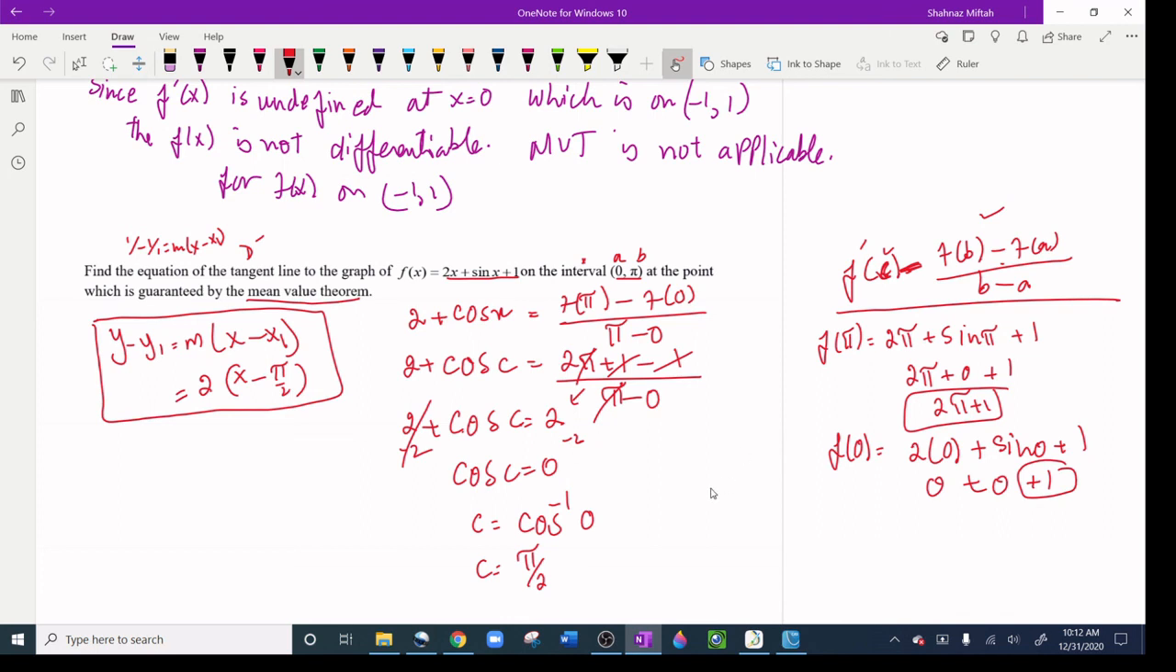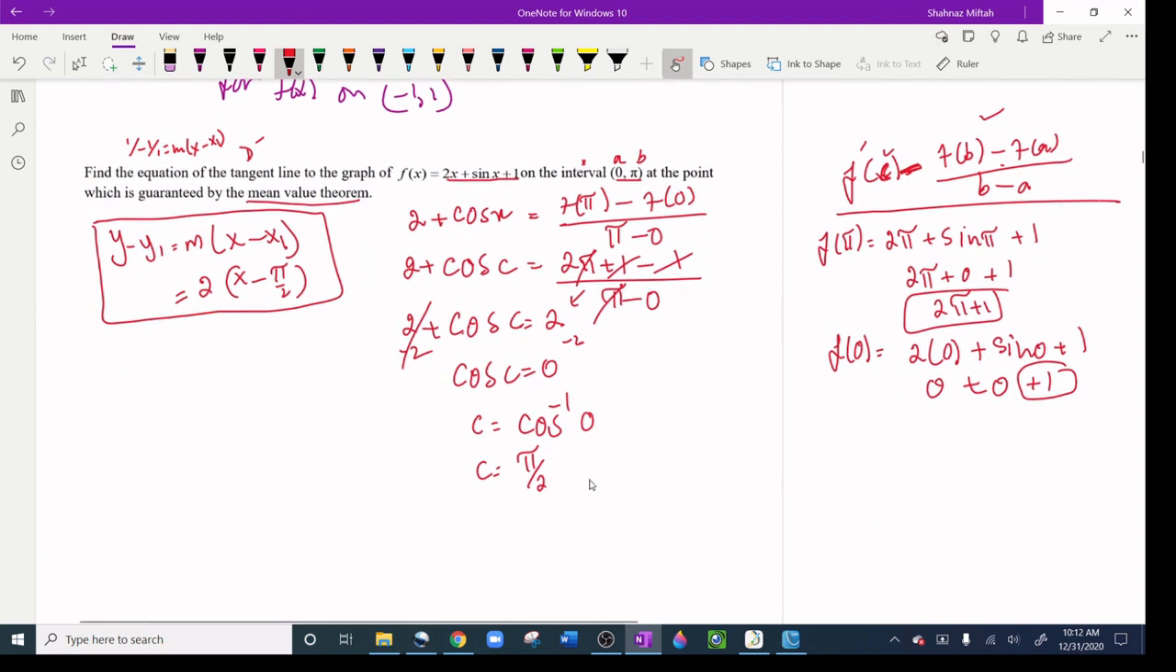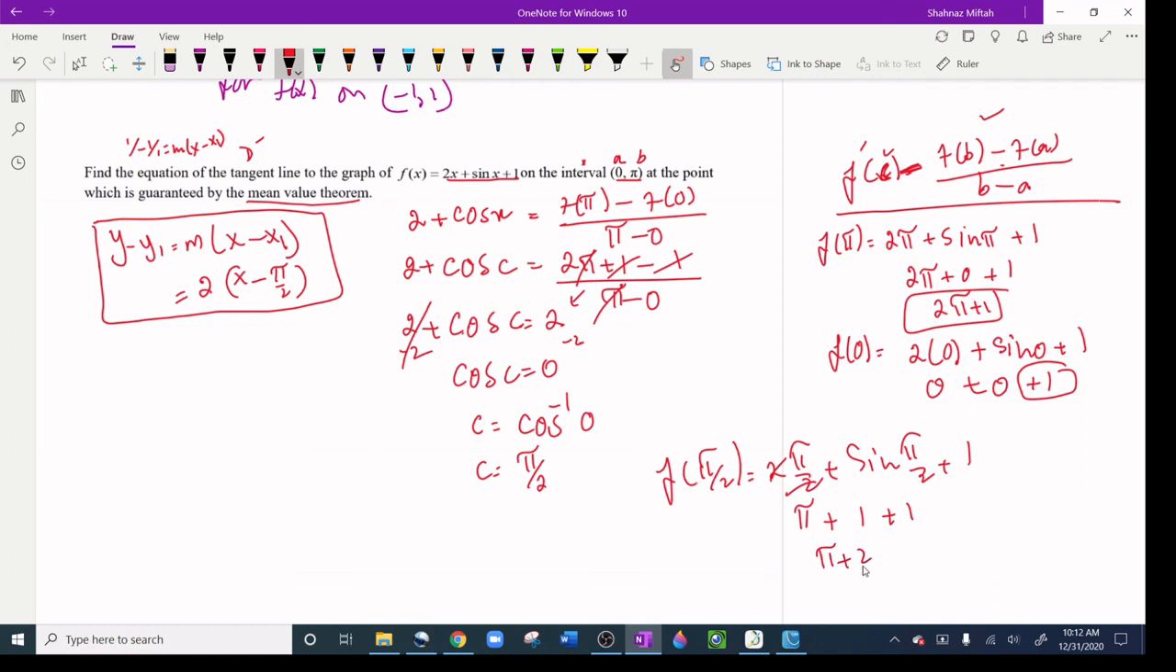And then y1, I have to get that y1 now. How do I get y1? Plug this pi over 2 into the original, which is 2 times pi over 2 plus sine of pi over 2 plus 1. So the 2s cancel out, I am left with pi plus sine of pi over 2. Sine of pi over 2 is 1, and then that 1. So I got pi plus 2. So my y value is y minus parentheses pi plus 2. We would distribute that negative, but technically we don't have to. So this is my tangent equation, guaranteed by the mean value theorem.